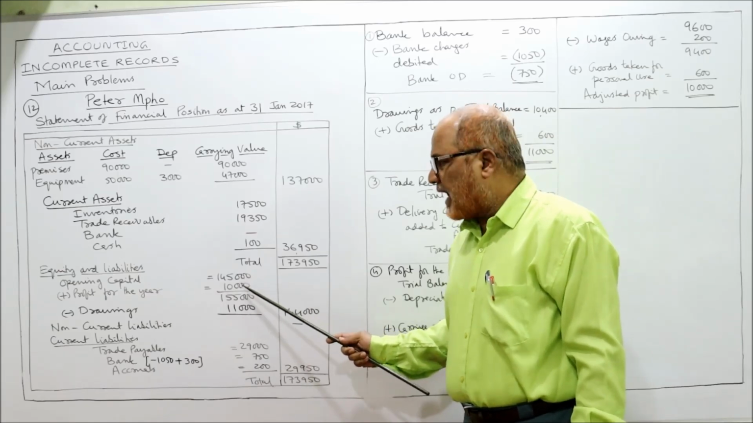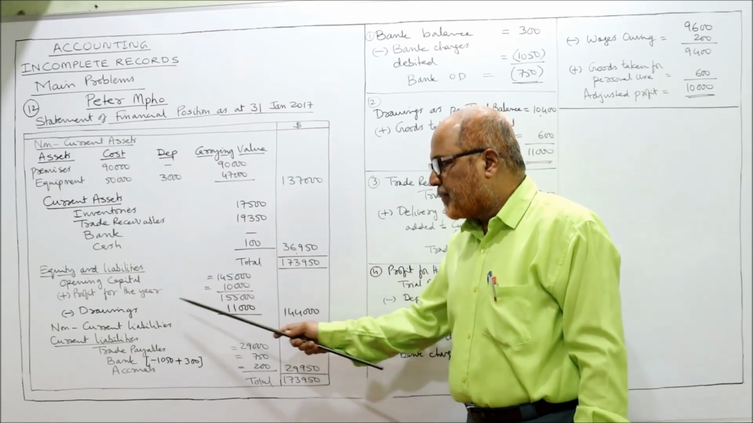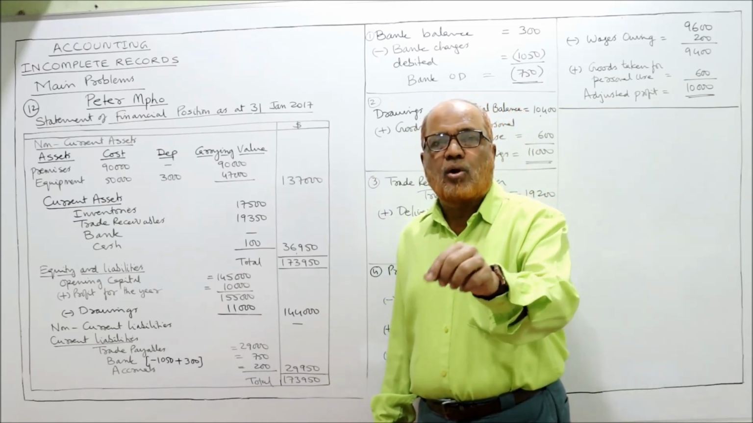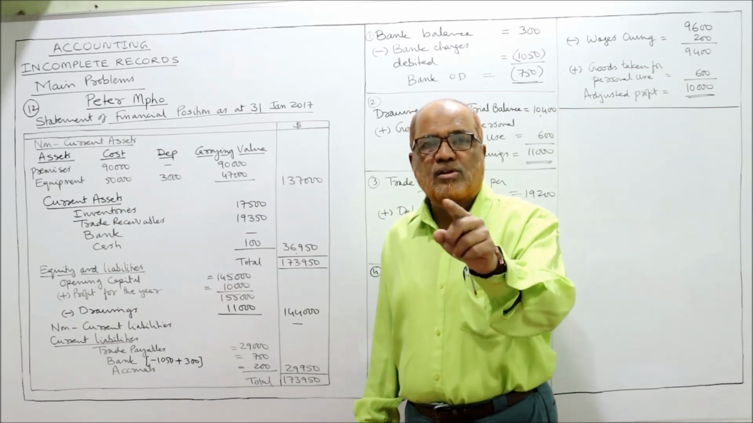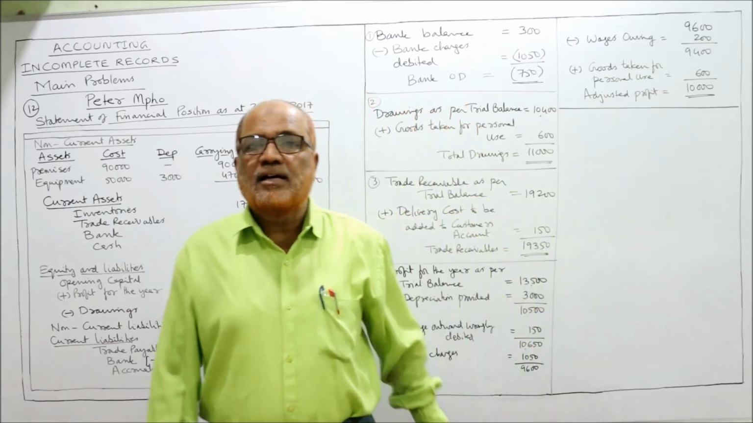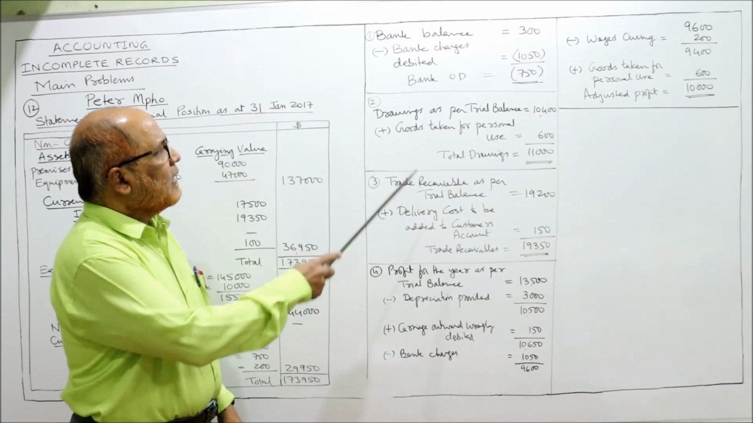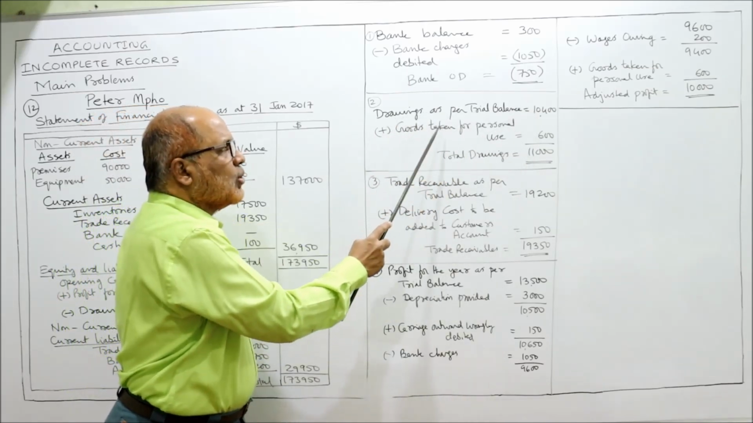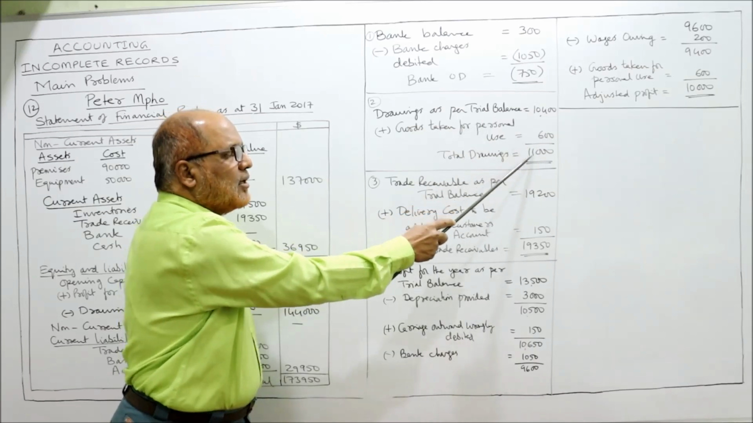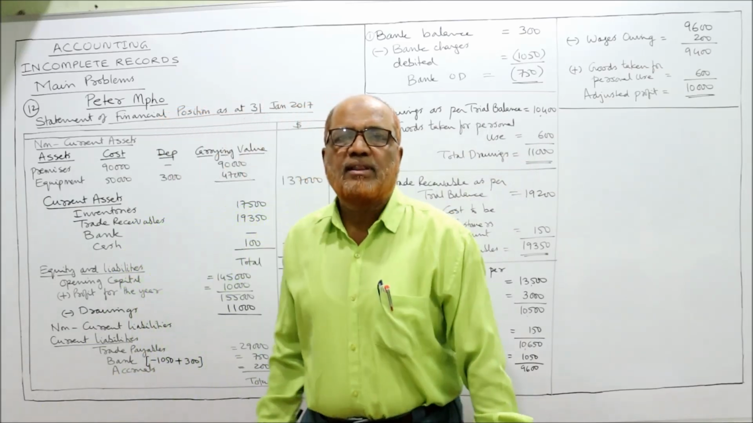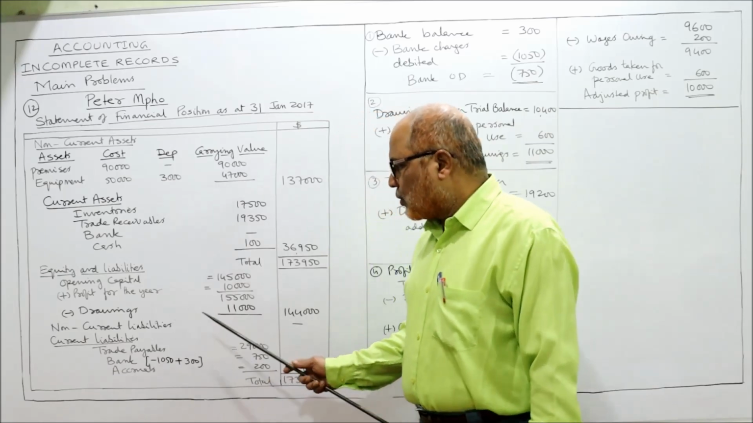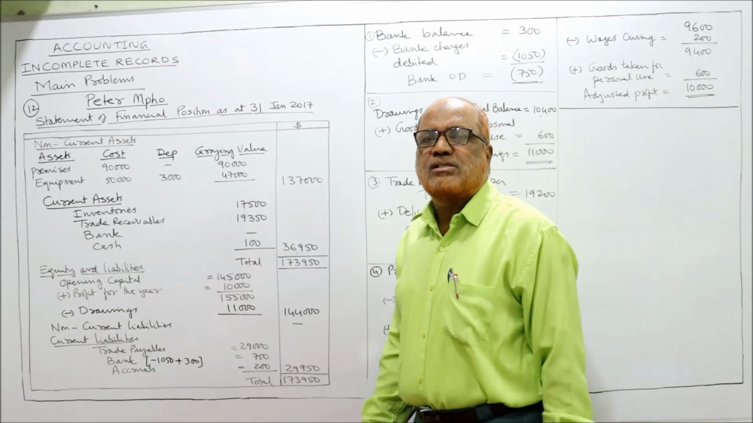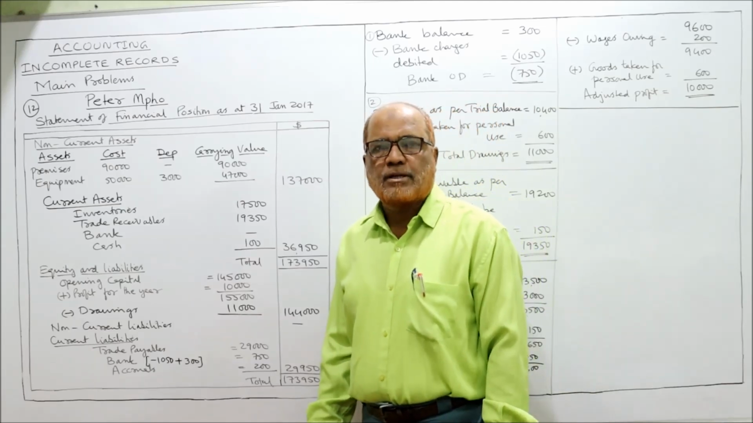1,45,000 capital. Add 10,000 profit, 1,55,000, minus drawings. Actually 10,400 is the drawings given in the trial balance. To this we add 600 goods taken. Here drawings as per trial balance 10,400. Add goods taken for personal use 600. The total drawings will be 11,000. Deduct 11,000, 1,44,000 is the equity capital.